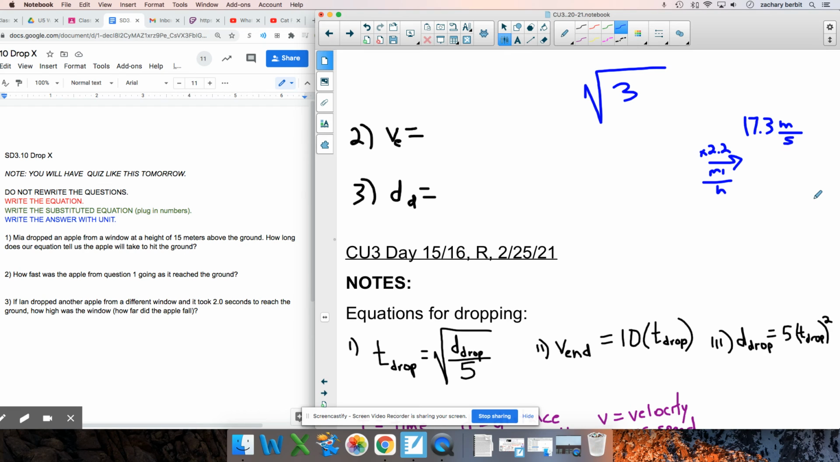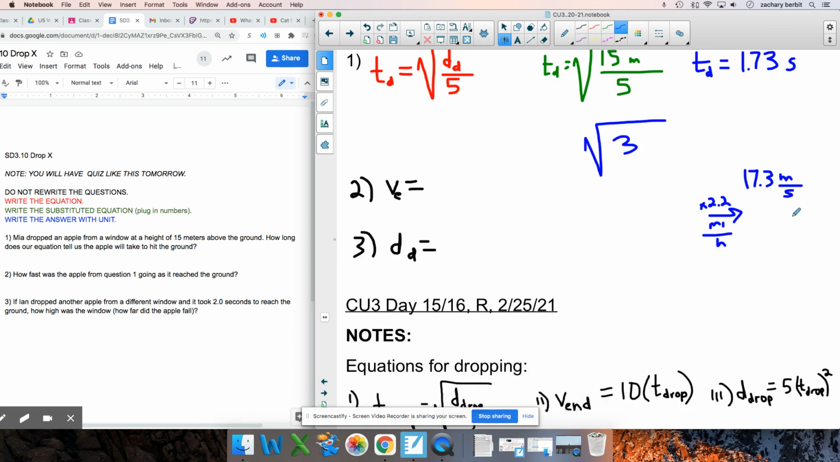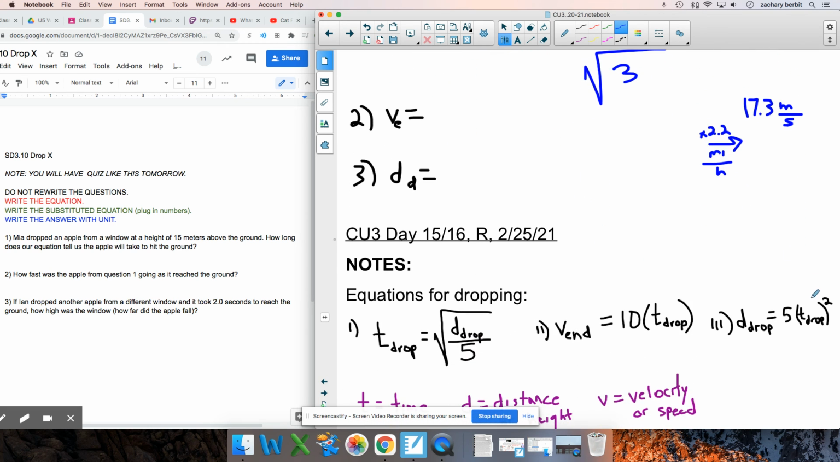Oh, scratch that. I made a mistake right there. Did you see the mistake? Ian dropped it from a different window. It took 2 seconds to reach the ground. Sorry, Ian, I was giving you that 1.73. It was not. It took 2 seconds to reach the ground. So we had the 5t squared. I'll write in the substituted one here because you might have been confused by what I just said. Distance to drop was 5 times the 2 seconds squared. If anybody caught that before I did, good for you.